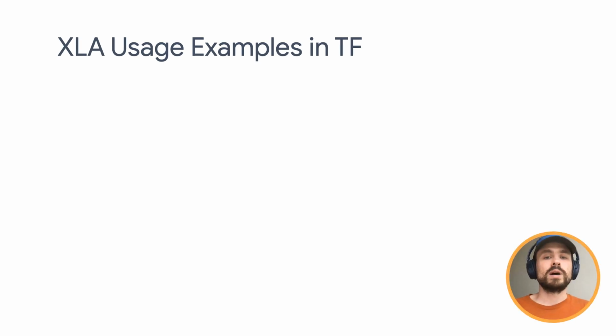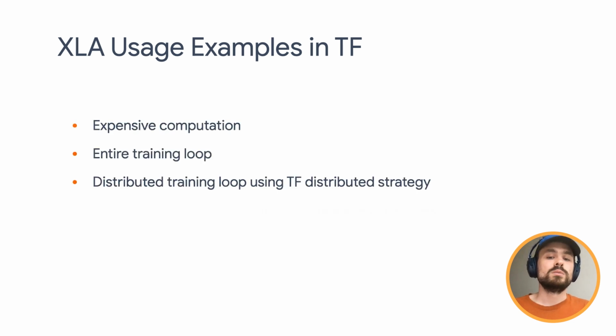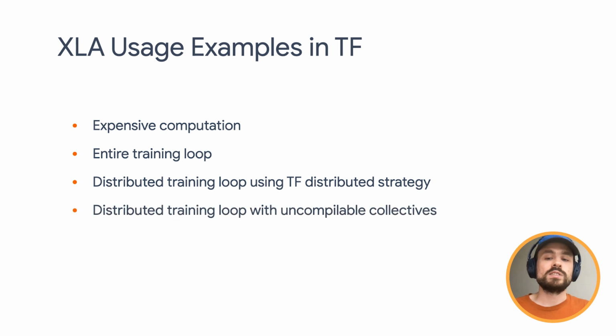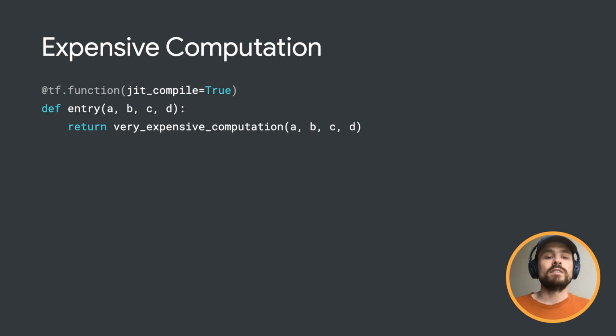Compiling a single line of Python is great, but how do we go about optimizing a larger model? Let's go through some more interesting examples, including expensive computations, entire training loops, multi-device training loops, and multi-device training loops where we cannot compile the collectives. In a simple case, we have a single computationally expensive function we need to run, either in your program or in the library you're writing.